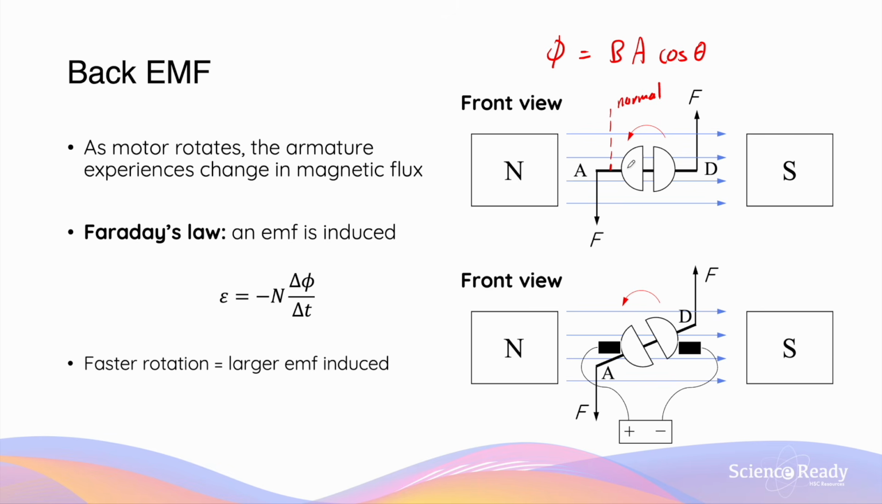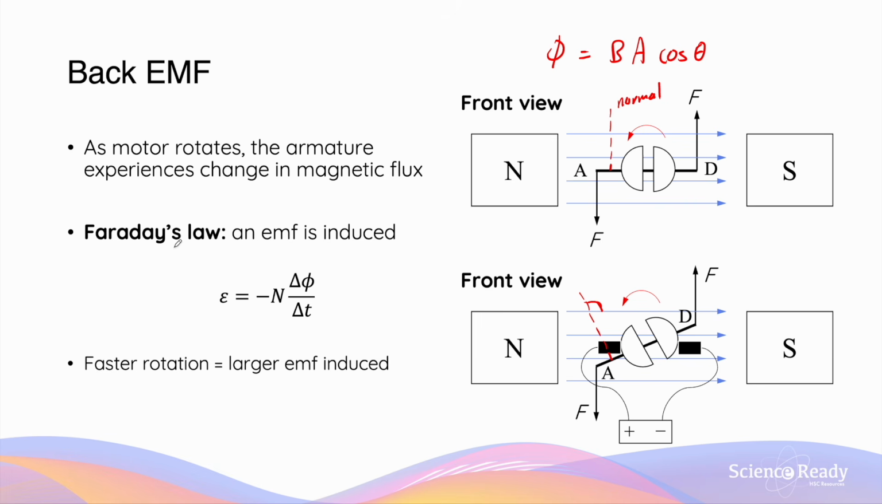Now, as you can imagine, as the armature rotates, the angle between the normal and the direction of the magnetic field will start to change. In this case, it will increase from 90 degrees. As the angle theta in my formula for flux changes, the amount of flux that's passing through the area of the armature will also change.